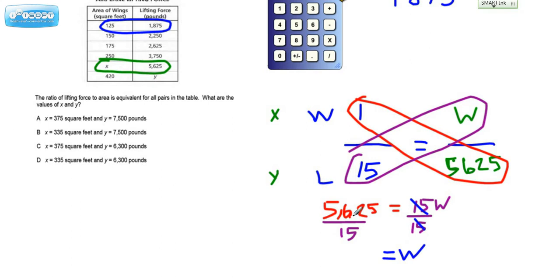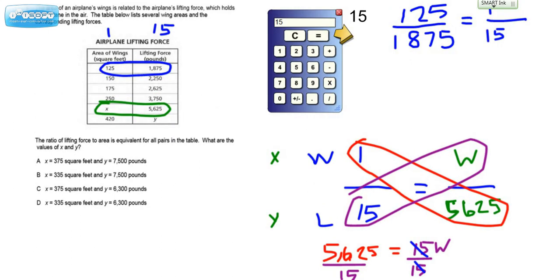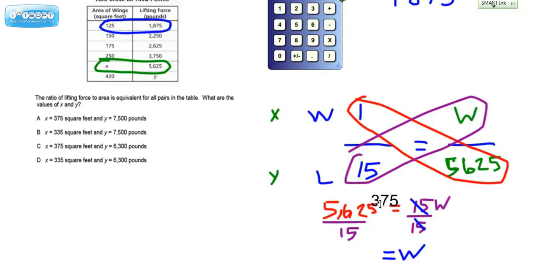And then we're going to go ahead and use the calculator to figure this out. We have to take this number and divide it by the bottom number of 15. So let's go ahead and do that. We'll clear it and put in 5,625 divided by 15, and let's see what we get. Alright, so for a solution we get 375.